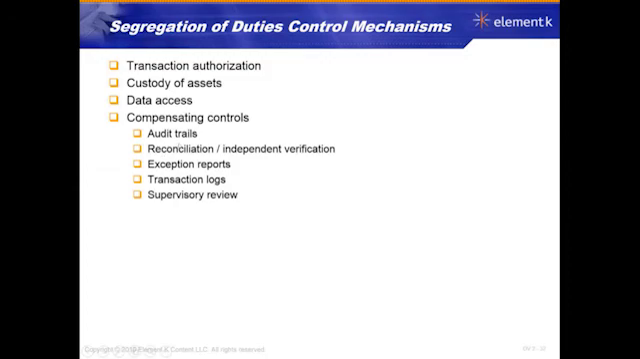In order to compensate for this, we have a concept called compensating controls. Compensating controls just make sure that we interject somebody else in there. We have audit trails. We have independent reconciliation of records and independent verification. We have exception reports. We have transaction logs. We have supervisory review. We have forced vacations. We have rotation of job duties. We have separation of job duties. All these things make sure there's no opportunity for fraud or for people to hide irregularities.